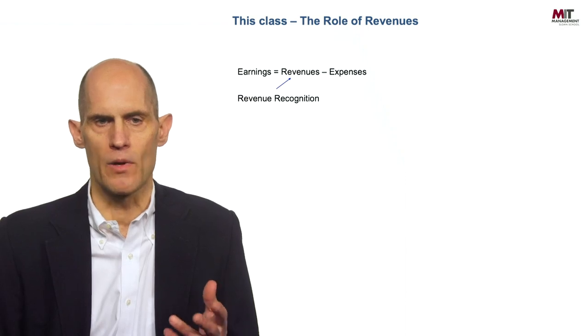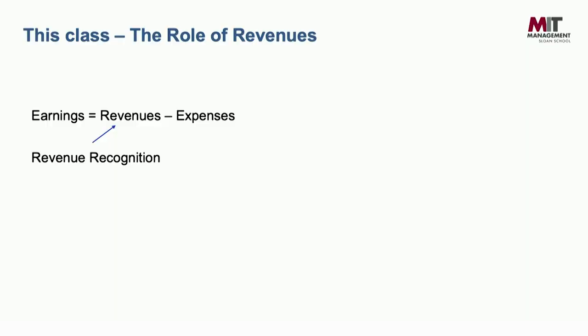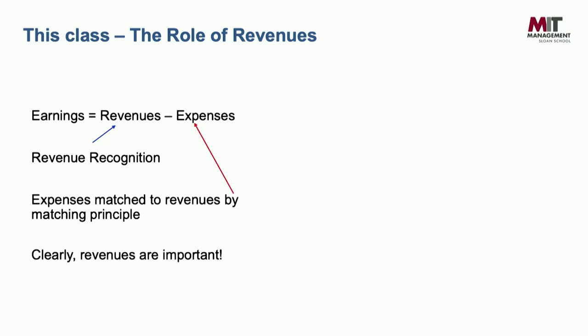So the main thing we're going to talk about in the first part of this class is revenue recognition. Okay, so remember that earnings are the difference between revenues and expenses. So revenue recognition tells us when we can recognize revenues, and then expenses are matched to revenues by the matching principle. So revenues are really important in the sense that it determines how much sales you have, and it also determines how much expenses you have.